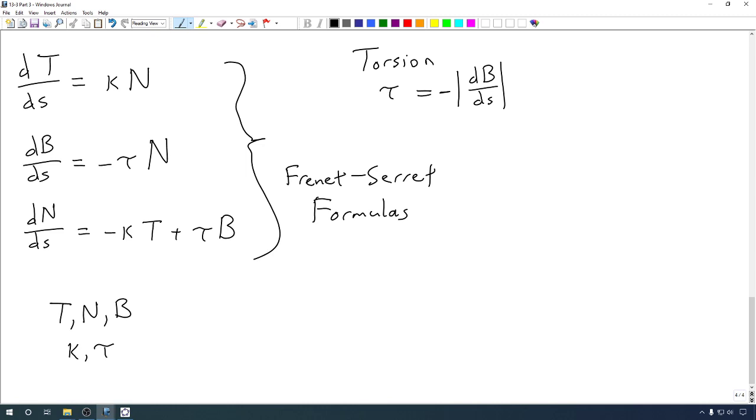The video's already gone on quite a bit of time, but hopefully at this point you have a good idea of what these functions are, what these vectors are, and how they relate to our curve. So I'm going to leave that there, and I'll see you guys in the next video.